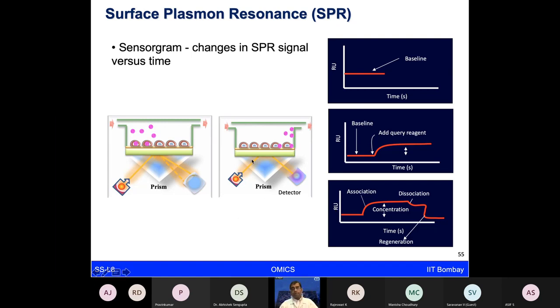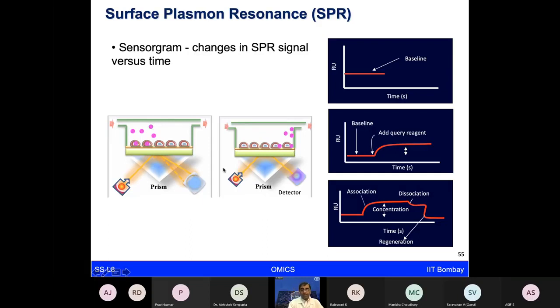This is reflectance based, where you have a prism, a light source, and a gold slide, and you are looking at the change in the refractive index of the medium or the percentage reflectivity change. This is an antibody, let's say, immobilized on the gold slide. A protein is coming which you are flowing, and you want to see whether binding is happening or not.